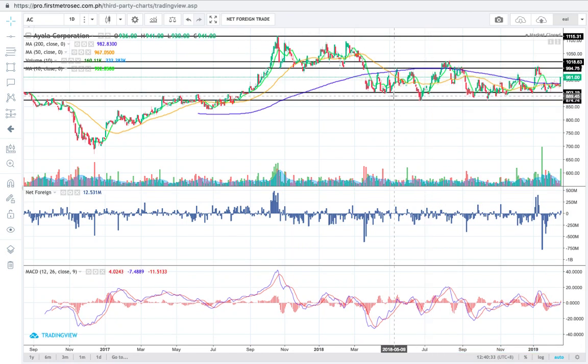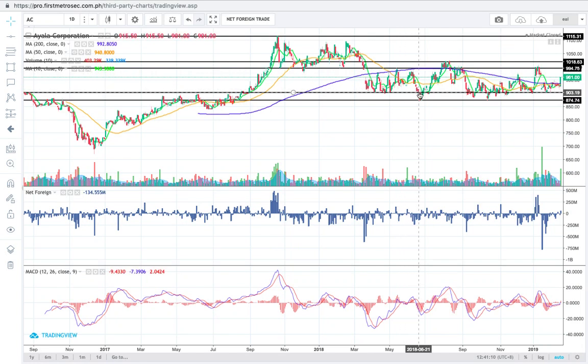Now this was the new support level that was registered when Ayala Corporation violated the support near 1,110 pesos per share. So where was the new support level back then? It was somewhere near 900 to 903 pesos per share. And then after registering that new support, here's another scenario. Scenario number one, it respected that new support level. So it bounced back and forth to that support level. And then it registered another resistance here.